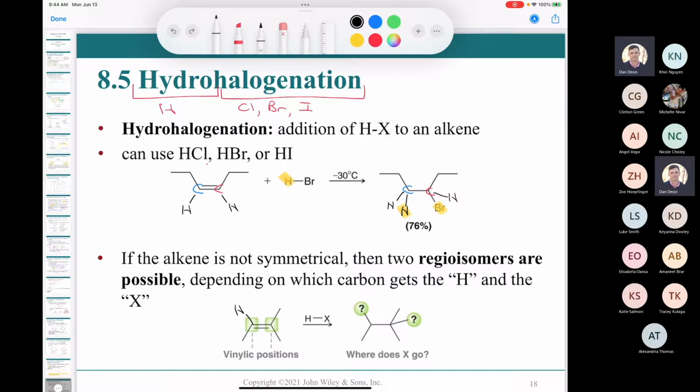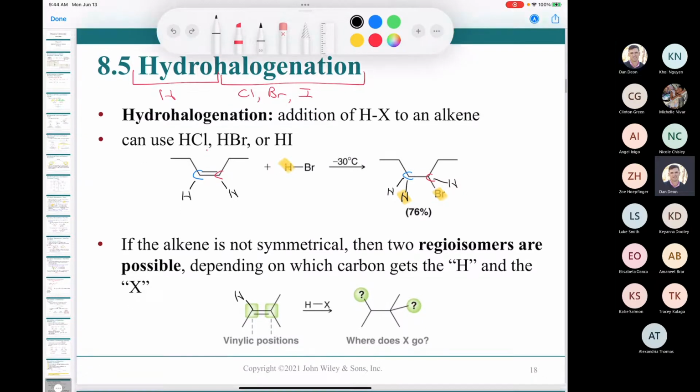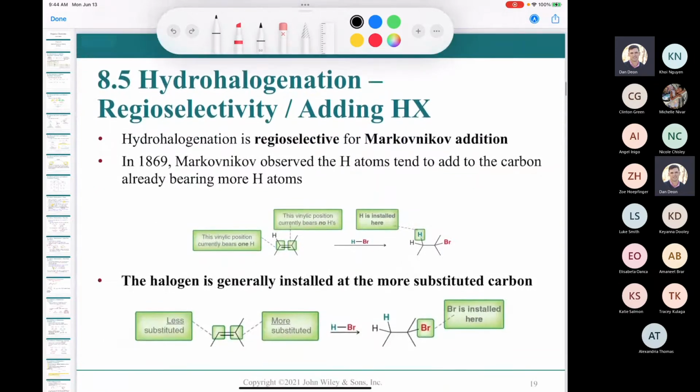Well, if you read ahead in the book, you would know the answer to that. We call this a regioselective reaction. We say that the hydrogen addition to one carbon over the other preferentially is regioselective. And what we say is that hydrohalogenation is regioselective for what is called Markovnikov addition. You need to be fully aware of what Markovnikov addition is as an organic chemistry student. The name Markovnikov lives on in infamy for organic chemists, and it's never going to go away until you finish organic chemistry 2. You'll be hearing it constantly from your instructor.